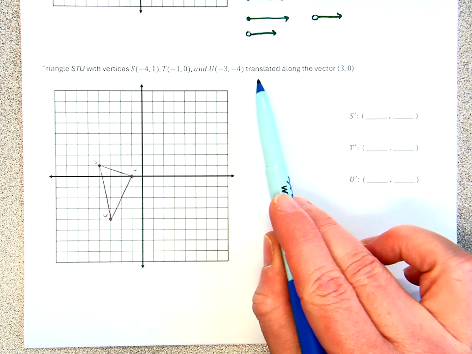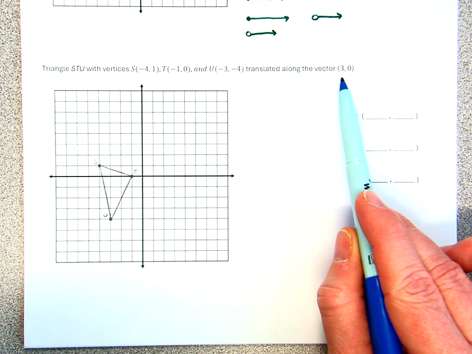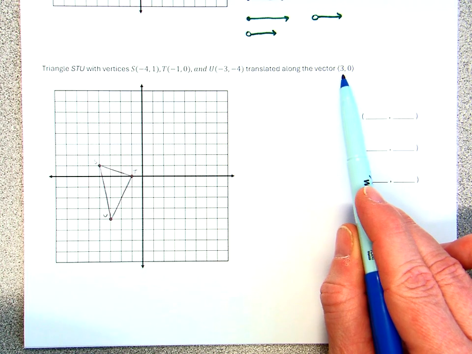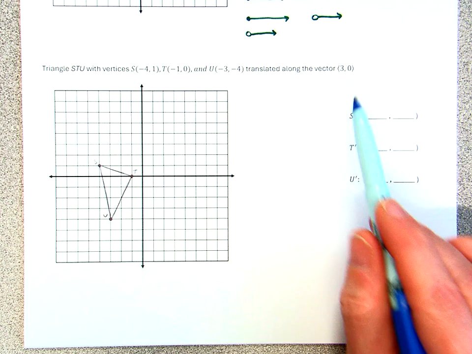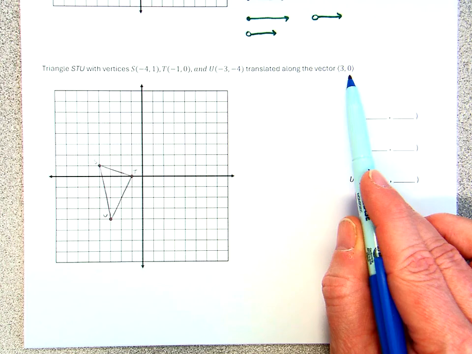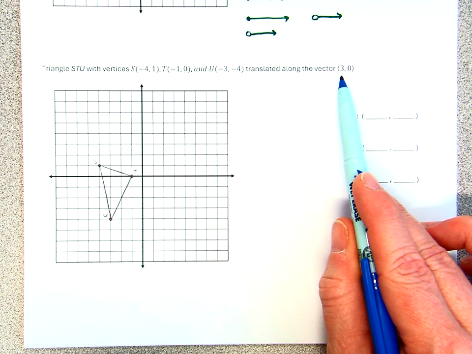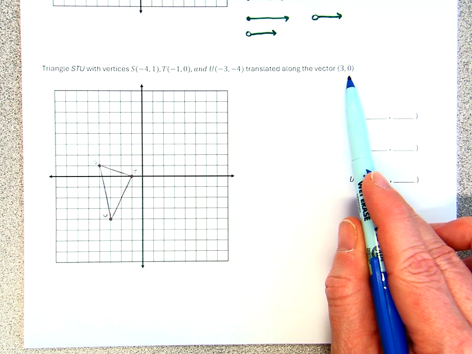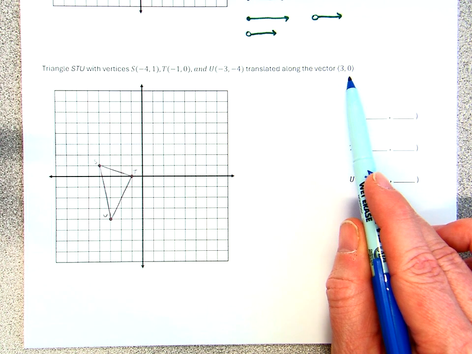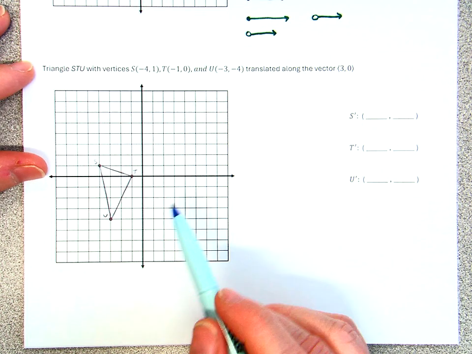So again, we want to translate it along a vector. The vector describes, as we've already discussed, the x movement and the y movement. Having a 0 in this component form of the vector just means that we're not moving it in any way in the y direction, right? So when we take these points, we're just going to move it +3 in the x direction, nowhere in the y direction.